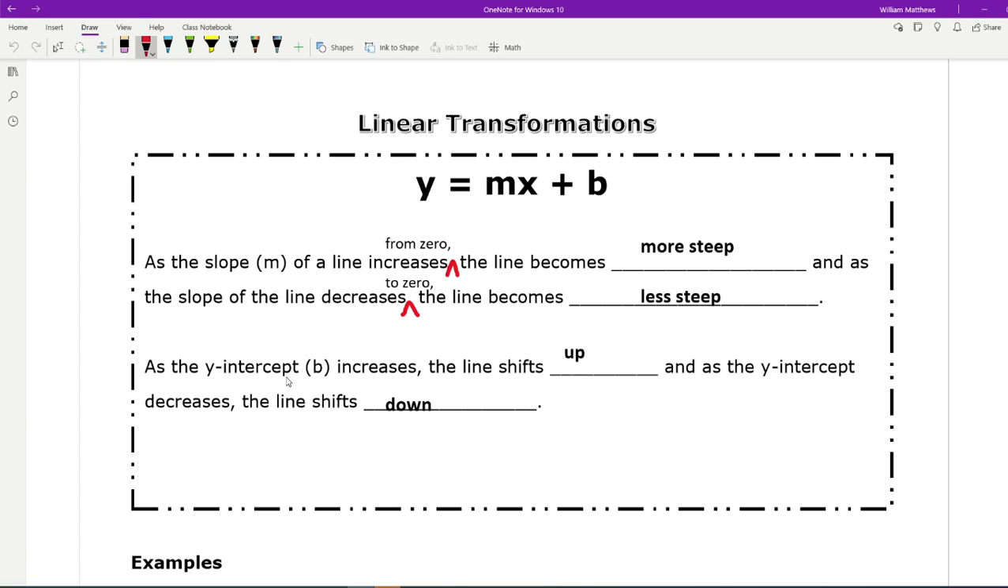When we're talking about our y-intercept, our b value, if it increases, our line shifts up. Doesn't matter its starting point. It just shifts up. And if it decreases, our line's going to shift down.